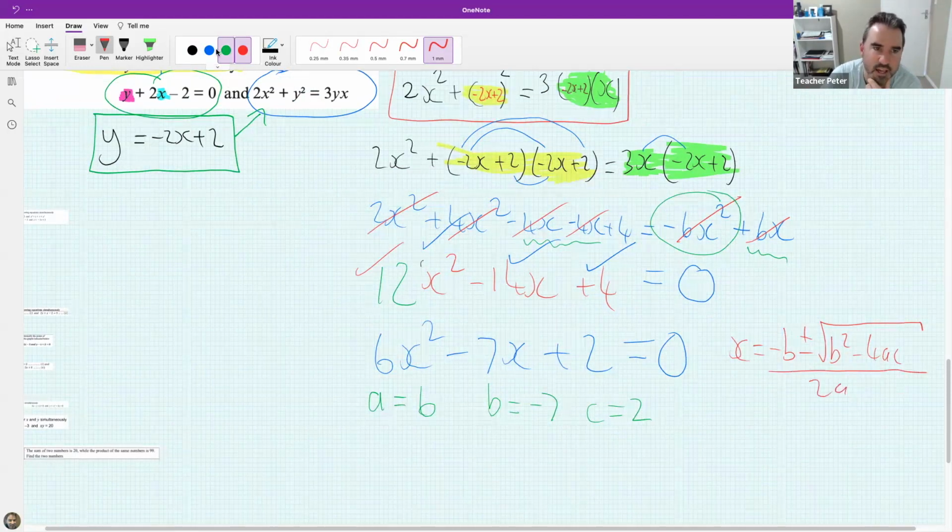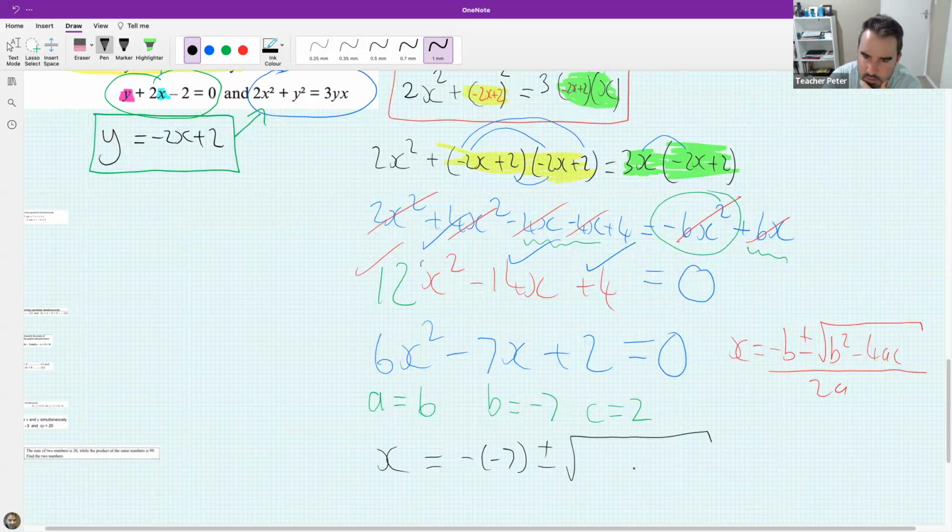And I have to plug my values in to solve this. So minus minus 7 plus minus the square root of b squared minus 4 times something. The b is minus 7. The a is 6. The c is 2. And on the bottom, we are going to have 2 times a, or 2 times 12.